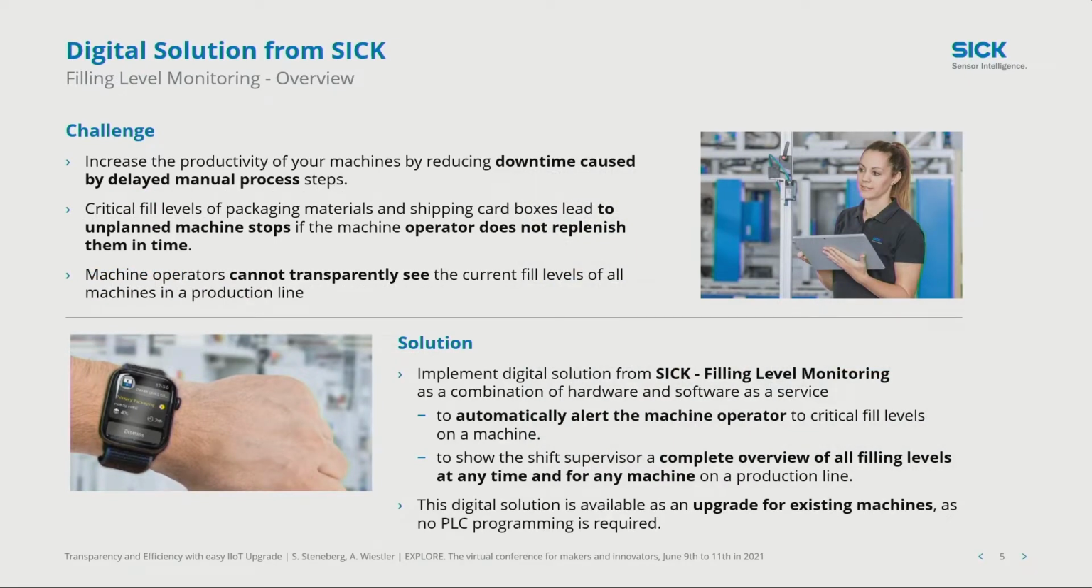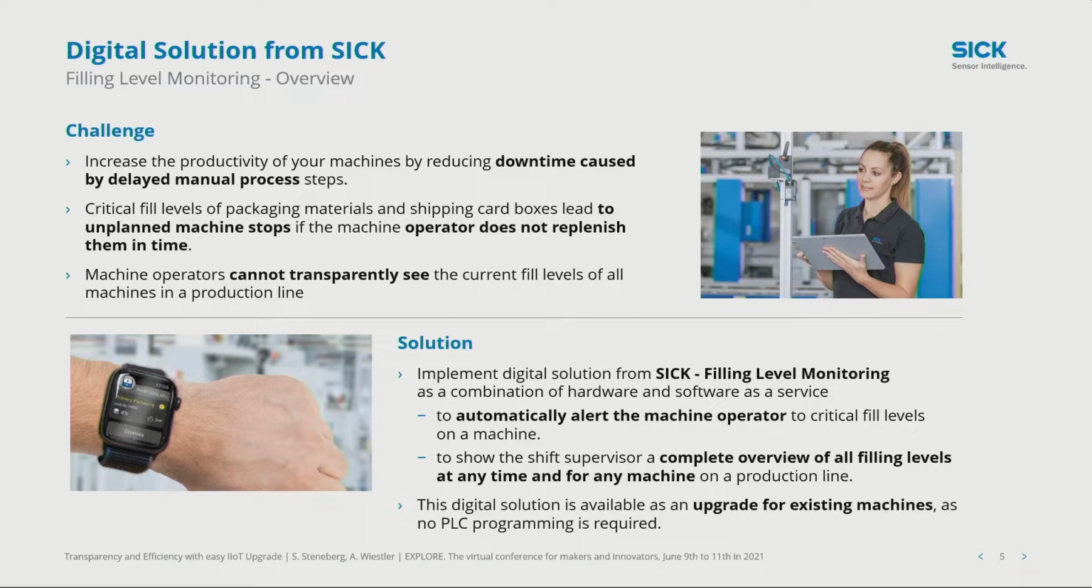The digital solution from SIG covers certain challenges. The first challenge is you want to avoid the downtime which is caused by a delayed manual process. We want to know when the operator needs to replenish the machines in time to avoid any unplanned machine stops. The machine operators cannot transparently see all the critical filling levels of the machines, so we want to provide that information also to the operator. But not only the operator, also the shift supervisor, for example, to plan the entire facility.